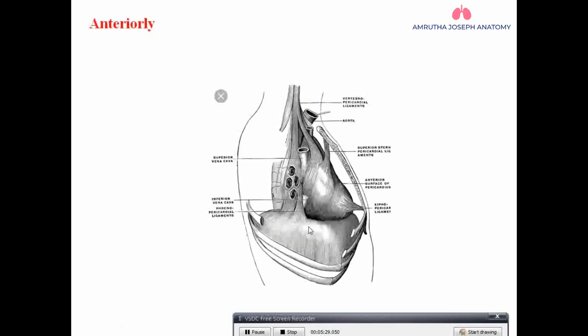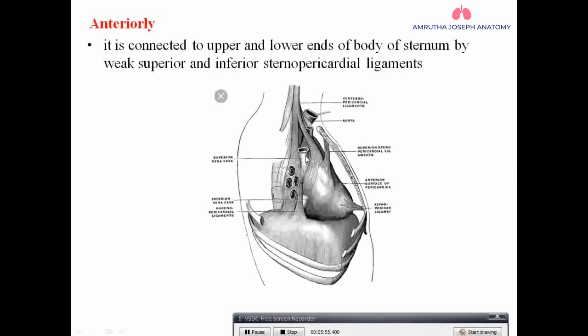Now the connections, how the pericardium is connected anteriorly. This is the sagittal section where the sternum, this is the anterior posterior part, manubrium, body of the sternum, pericardium. Pericardium is connected to the sternum by means of some ligaments. Some vessels which are arising from the heart can also be seen in this area. So there are two ligaments, superior and inferior sternopericardial ligament. It is connecting the sternum to the pericardium. So it is sternopericardial ligaments.